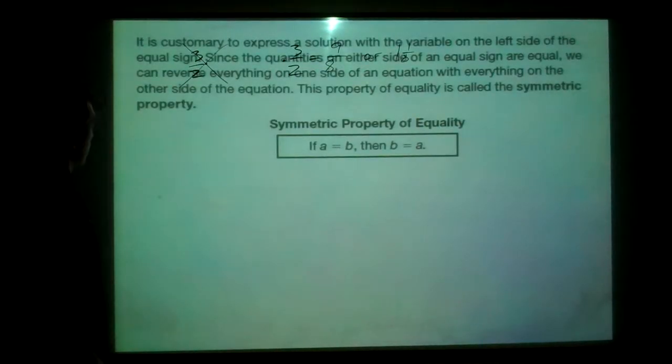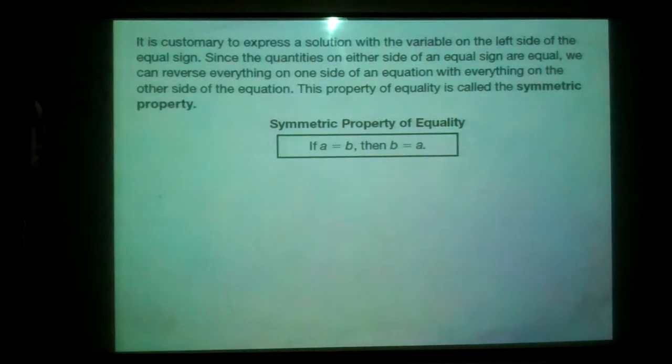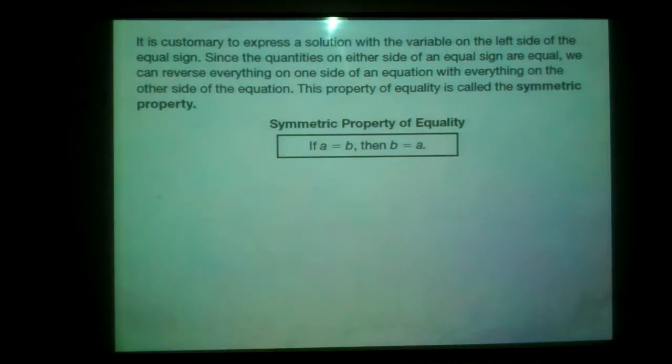Alright, we have one more thing to do here, and then we'll be done. Property of equality. It is customary to express a solution with a variable on the left side of the equation, which you will see me do often. So if we end up getting something where we have the letter on the right side, we'll essentially move it to the left side. And that's something we can do because if A equals B, then B equals A. It doesn't matter which order we state that in.